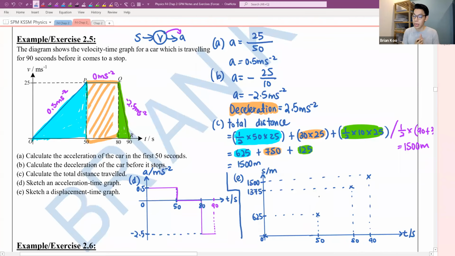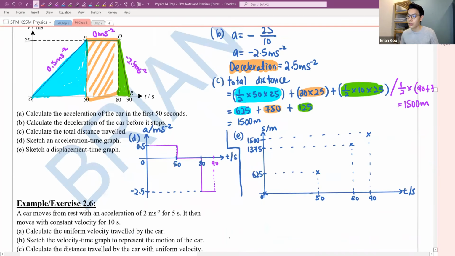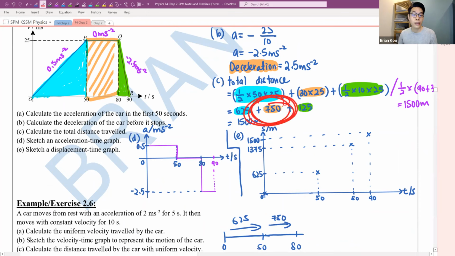Okay, Jawi asked me how I got 1375. No problem. At first, you travel forward. This is the starting point. You travel forward for 625 meters, that is in 50 seconds. And then you travel another 750, look at here, the orange color part. Travel another 750. So in total, how much is that already? 625 plus 750. That's how I get 1375.